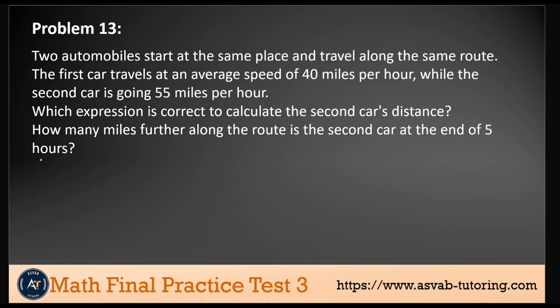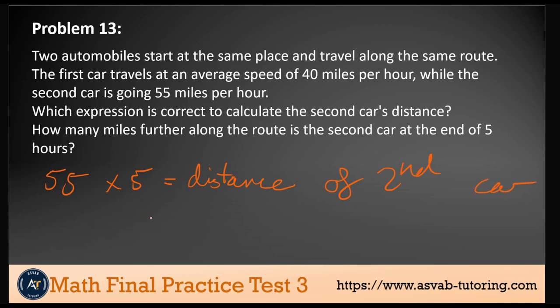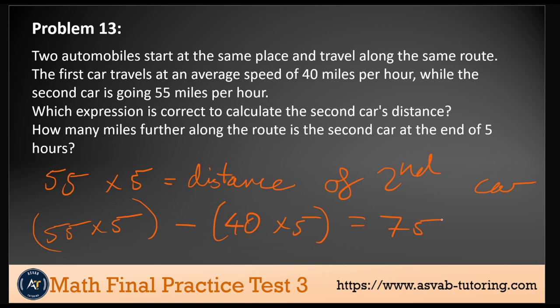The distance traveled by the second car isn't too bad. We can figure that out by doing 55, which is the speed, multiplied by 5 hours. So that's the distance of the second car. Well, we can also do 40 times 5 to get the distance of the first car, right? So all we need to do reasonably is 55 times 5 minus 40 times 5 to get around 75 miles of a distance.